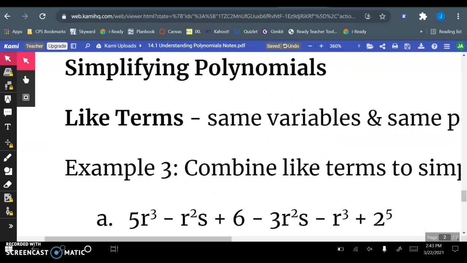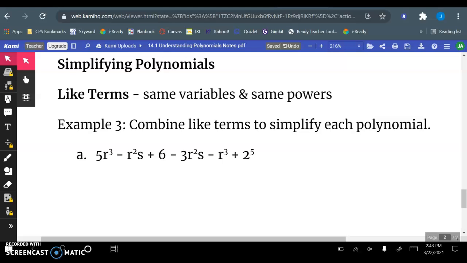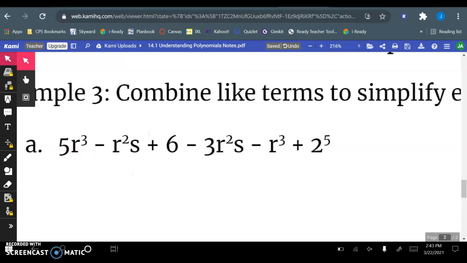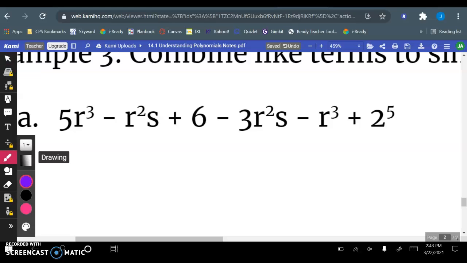And now, to simplify polynomials, we combine like terms. And like terms have the same variables and the same powers, so the same exponent. So we have to go through and find the one with the largest exponents. So the degree of the first one is a 3. Then we have a 3. This is a 0 because it doesn't have any variables. This is a 3. This is a 3.